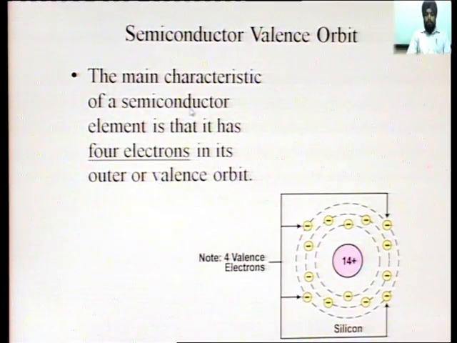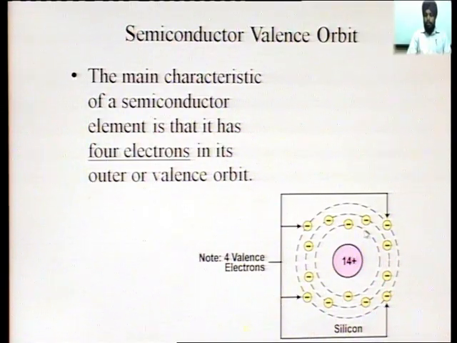The main characteristic of a semiconductor element is that it has 4 electrons in its outer or valence orbit. If we look at the atomic structure of silicon semiconductor material, the atomic number of silicon is 14. So if we divide the electrons in different orbits, in the first orbit the number of electrons will be 2, in the second orbit the number of electrons will be 8, and in the third orbit the number of electrons will be 4.